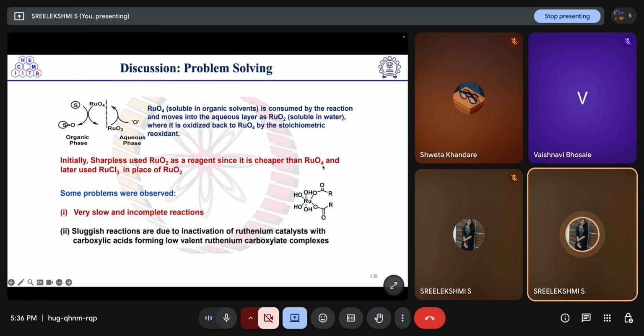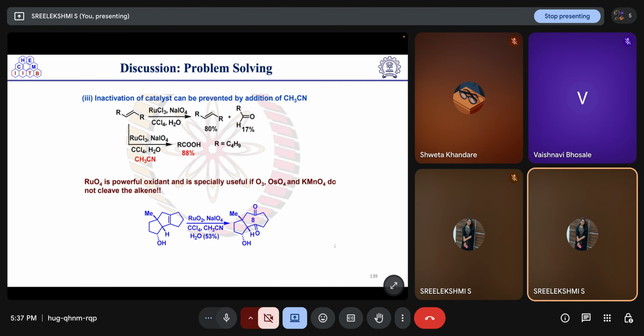As I said, instead of ruthenium tetroxide, cheaper ruthenium dioxide or ruthenium chloride can also be used for this reaction. Yields are not always consistent. Sometimes reactions are very slow and incomplete, sometimes sluggish, with a lot of byproducts formed, or sometimes the ruthenium catalyst is not activated properly, and at that time the reaction will not work. These are some drawbacks associated with ruthenium tetroxide-mediated oxidation.